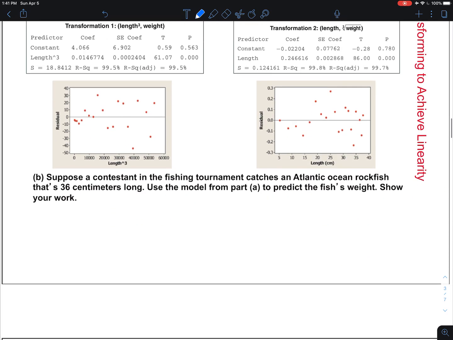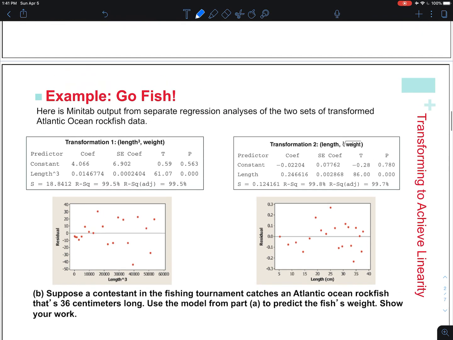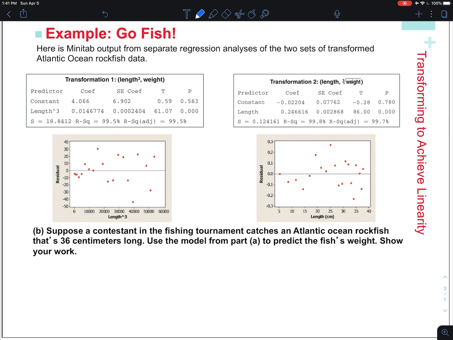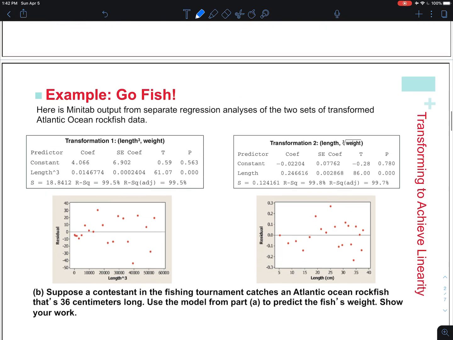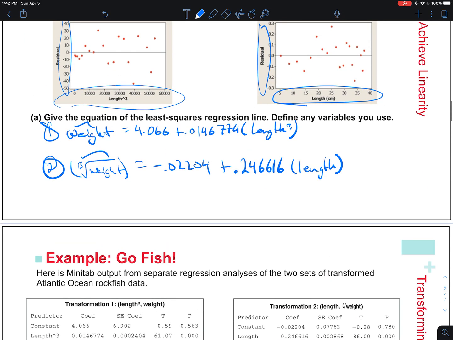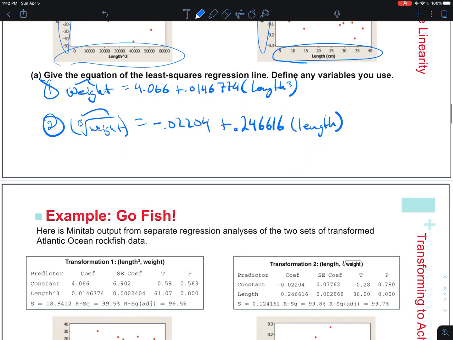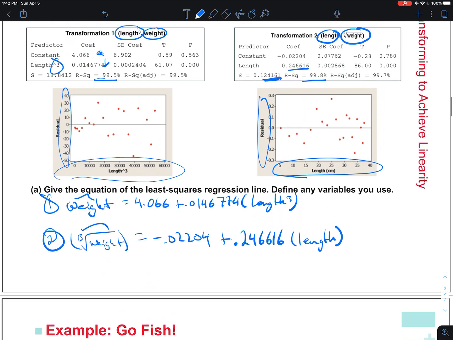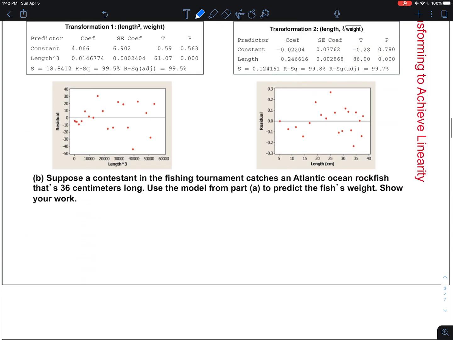Scrolling down here, suppose a contestant in the fishing tournament catches a rockfish that is 36 centimeters. Use the two equations that we just found, use the model from part A to make predictions of the weight. Give the equation of the least squares regression line. So we'll do it for both, for transformation 1 and transformation 2.